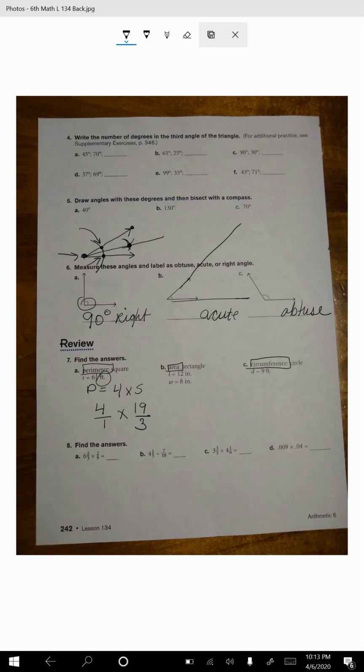Area, on the other hand, of our rectangle is length times the width. And your answer is going to be inches squared. Circumference of a circle is either pi times diameter or pi times the radius times 2. This gives you the diameter, so you can use this one right here. Remember, pi is 3.14, and you'll times that by 9. And that also will just be in feet because you're just doing the length. These down here look pretty simple. I think you guys got these.